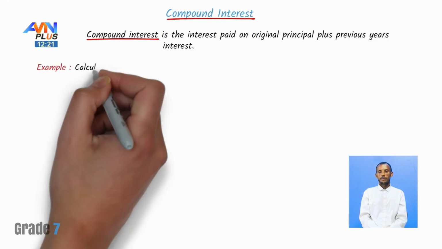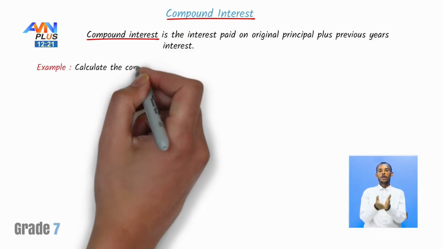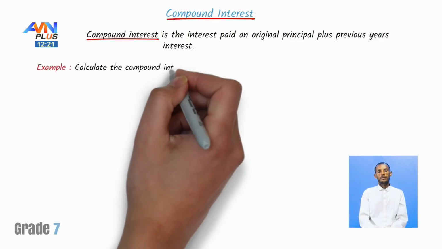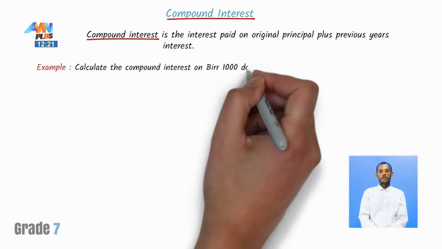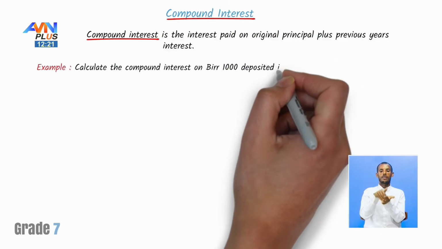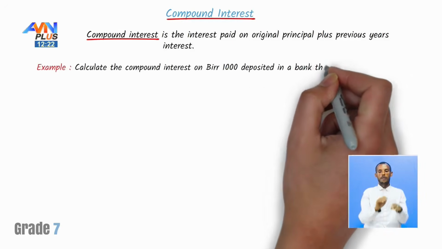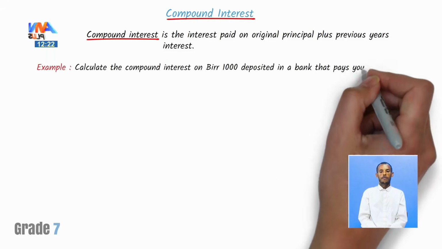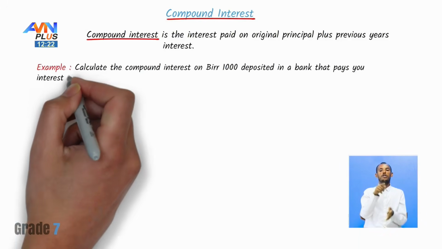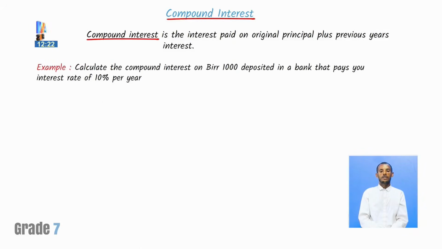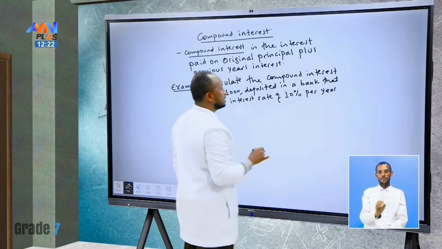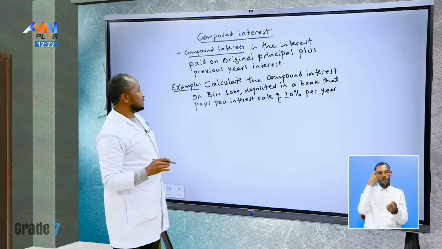Calculate the compound interest. Compound interest on birr 1,000 deposited in a bank that pays you an interest rate of 10% per year, deposited for 3 years. Calculate the compound interest over this.